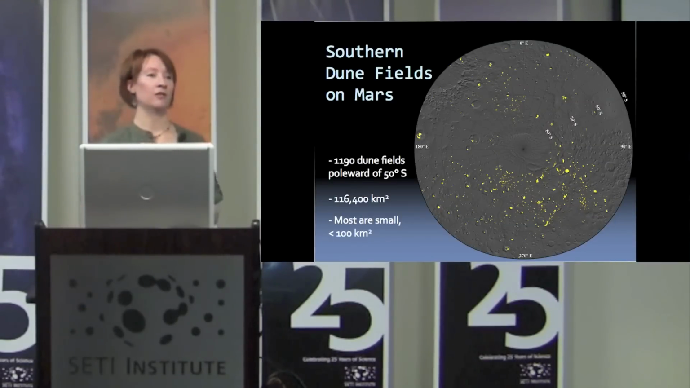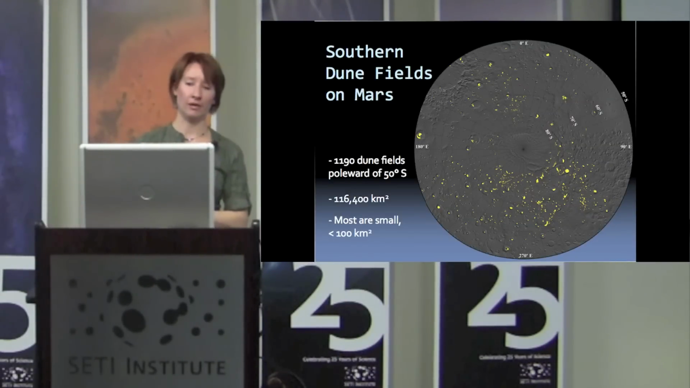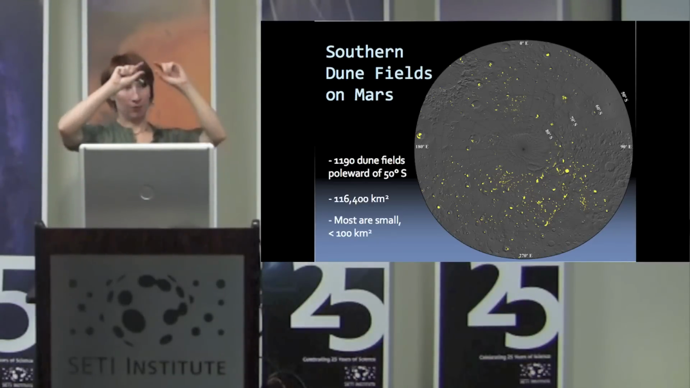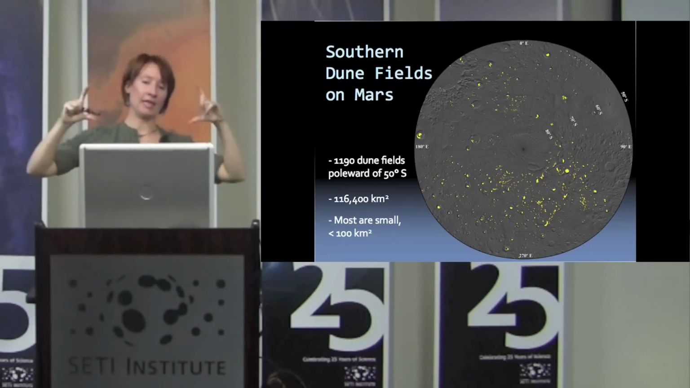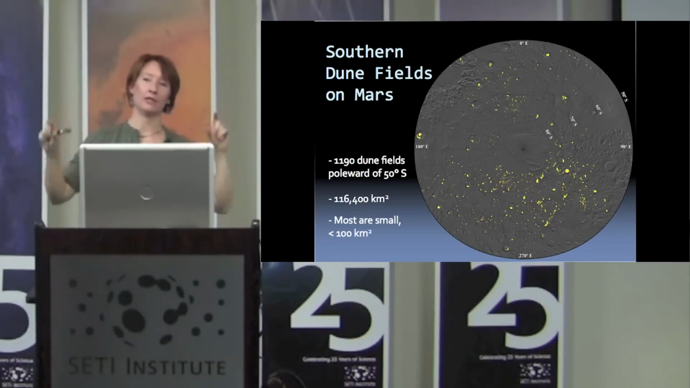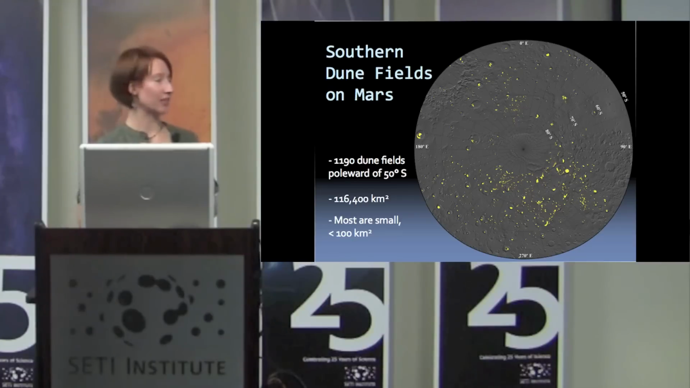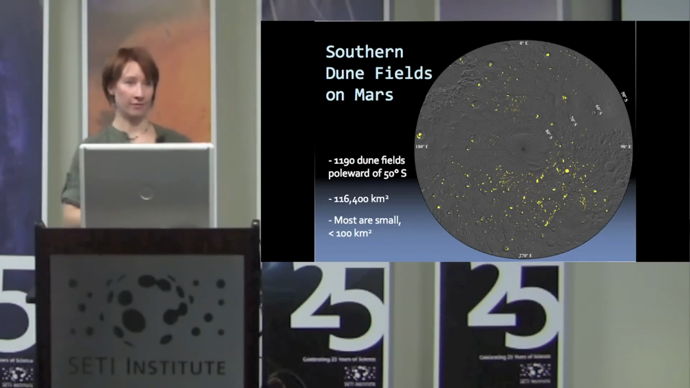So now I'm going to move on and talk about work that I've done with a colleague of mine on Mars. So remember that plot where I showed you Mars with the big northern polar sand sea, and then in the southern hemisphere there were a lot of tiny little dune fields. Those dune fields are what we mapped, and there are a lot of them. Our study area started at 50 degrees south and extended to 90 degrees south. So here's the South Pole, and here's the South Polar Cap. And all of these little yellow dots are dune fields. There are almost 1,200 of them.